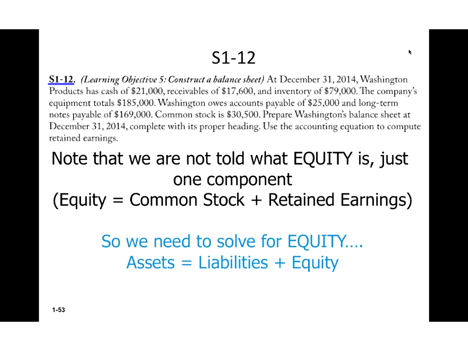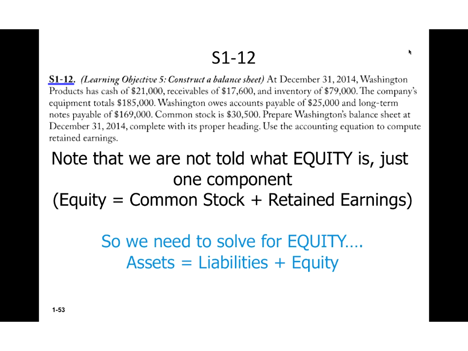Okay, so we need to solve for equity. We're going to have to do a couple steps to get there. The balance sheet is your assets equal your liabilities plus your equity. We are not told what equity is. We know what one component of it is. We know common stock is $30,500. So if we knew what total equity was, we would know what retained earnings is. So that's where we're going first: we're going to figure out total equity. And then once we know total equity, we're going to figure out retained earnings.